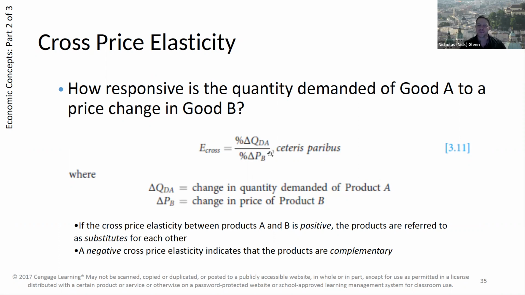Let's say B is Pepsi, A is Coke. Price of Pepsi goes up. Well, you're going to substitute away to Coke now. You're going to buy more of it. So you're going to see an increase in quantity demanded for it.